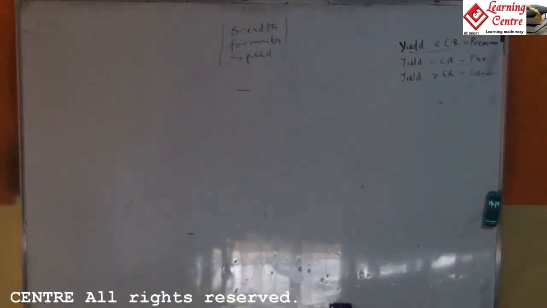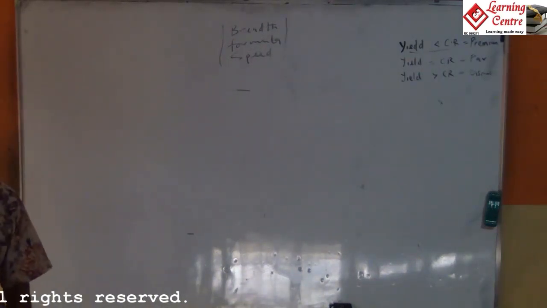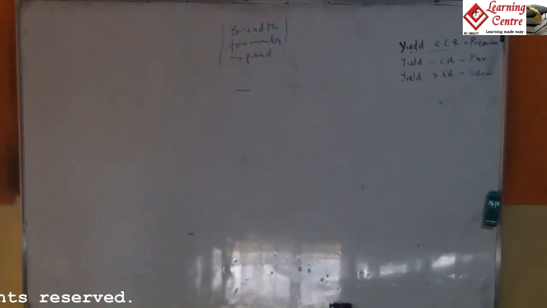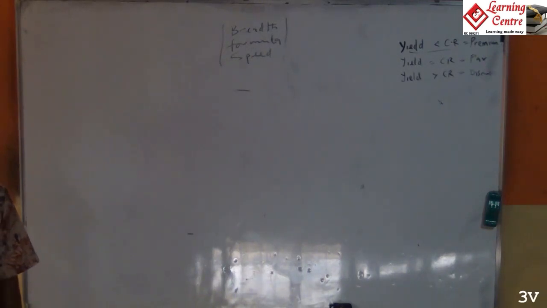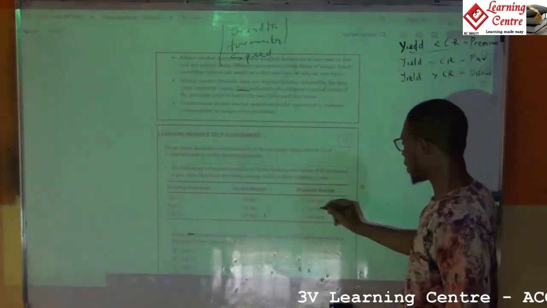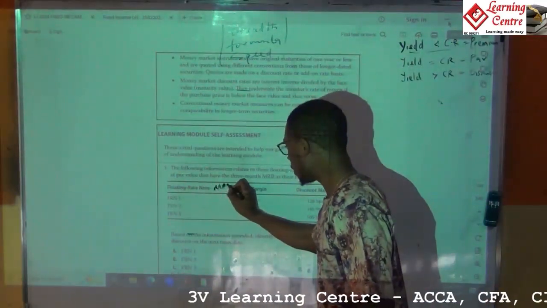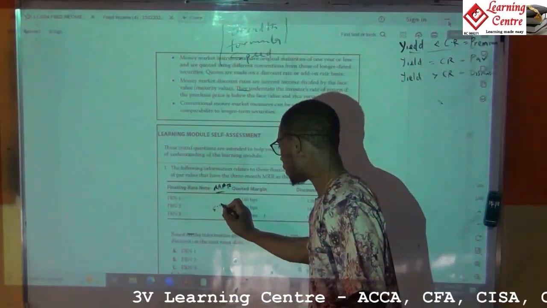The margin is which of these? That's C, because C has a discount margin of 165 basis points and the quoted margin of 150. Where will A trade? At a discount. So let us imagine that the MRR on this day is 5%.